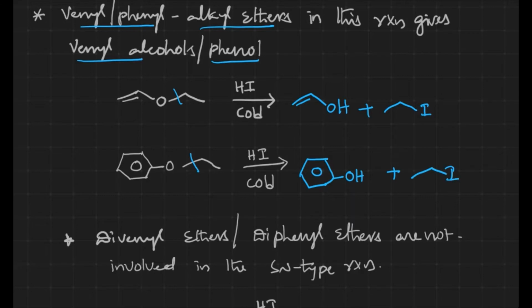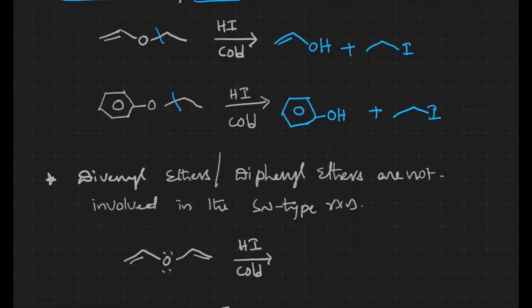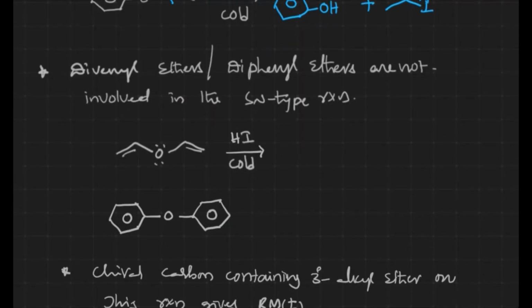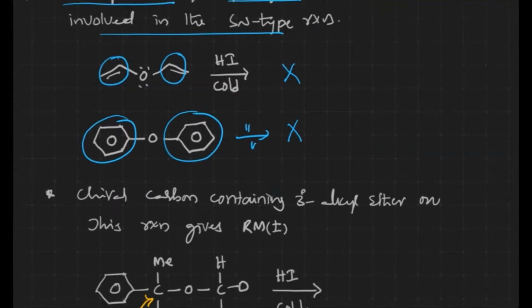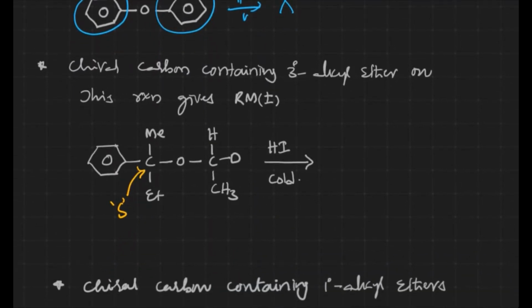Okay, now let us see the next point over here. If we have divinyl ether, meaning around the oxygen both the groups are vinyl, or diphenyl ether, around the oxygen both are phenyl groups, it does not get involved in the SN type nucleophilic substitution reaction. In both the cases, what is happening? The lone pairs are involved in the delocalization, they won't undergo nucleophilic substitution reaction. That's why we won't get any kind of products here.